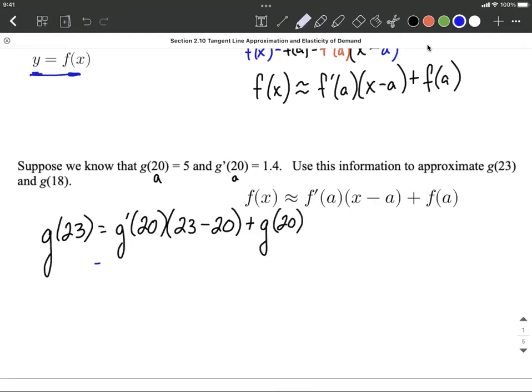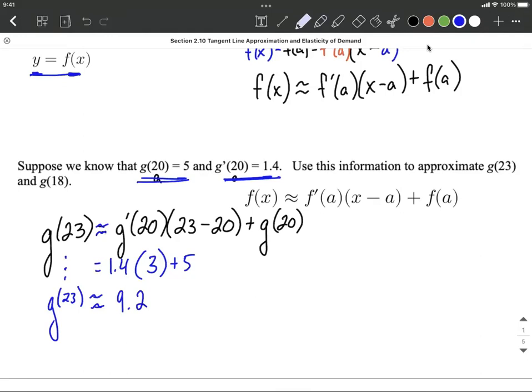Filling in this information, g prime of 20 is 1.4. Then 23 minus 20 makes 3 on the inside, plus g of 20, which is 5. A little bit of simplifying, and g of 23 is 1.4 multiplied by 3 plus 5, which works out to be approximately 9.2. Now let's do the same thing, but this time we're going to use 18.